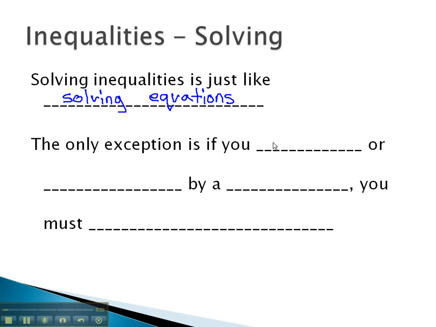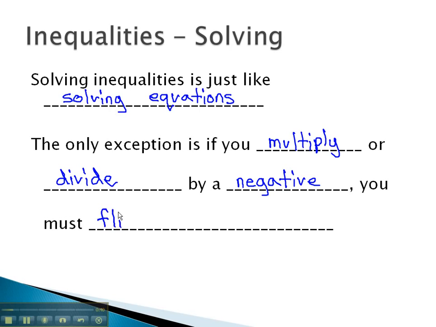The only exception to this is if we multiply or divide by a negative. When you do, you must flip the inequality symbol.